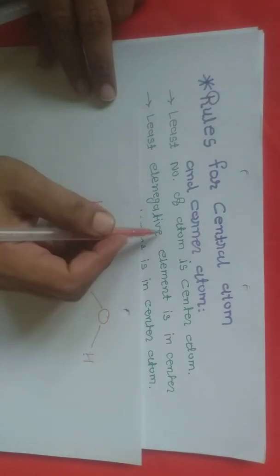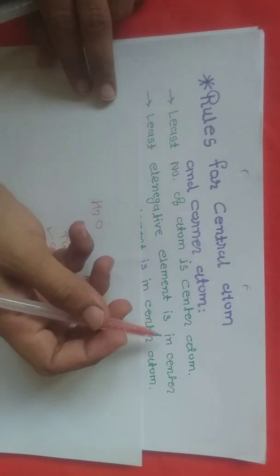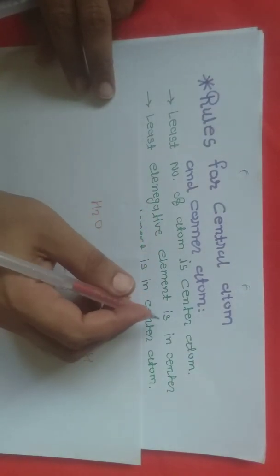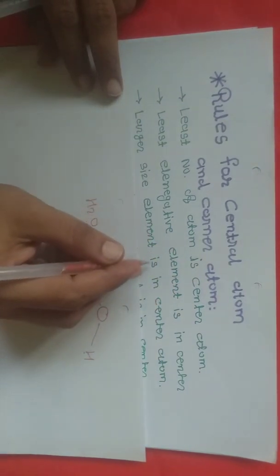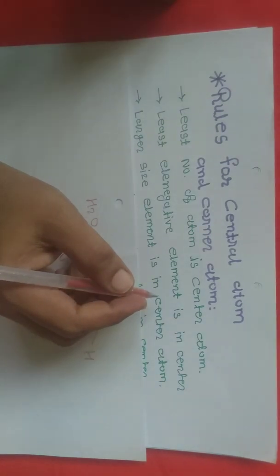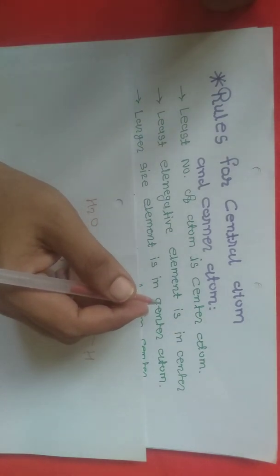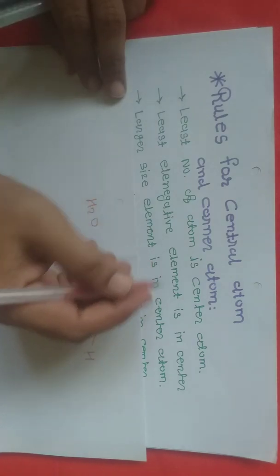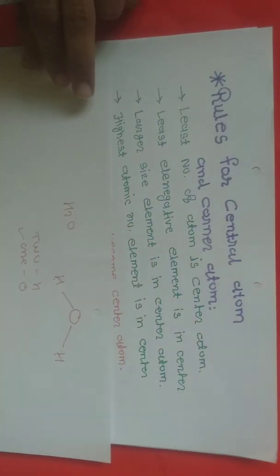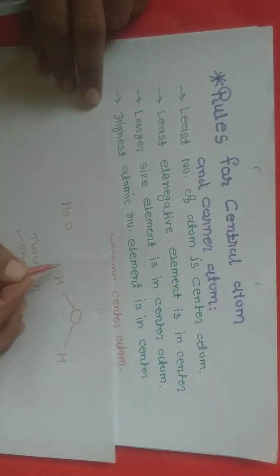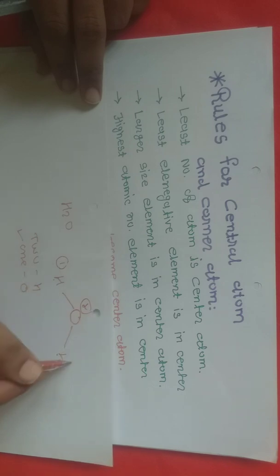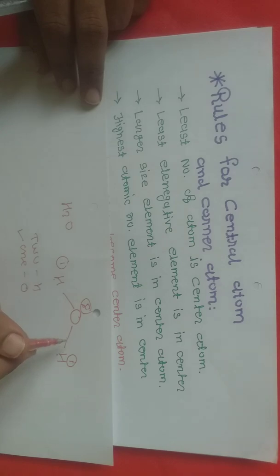Then the least electronegative element is in the center. Always the center atom has a very low electronegativity. Larger size element is the center atom. Any element which is of larger size among the polyatomic molecule is always placed as the center atom. Then the highest atomic number element is the center atom. So here hydrogen has atomic number 1, oxygen has 8, again hydrogen has 1. So the highest atomic number is of oxygen. That's why we have also placed it here as the center atom.